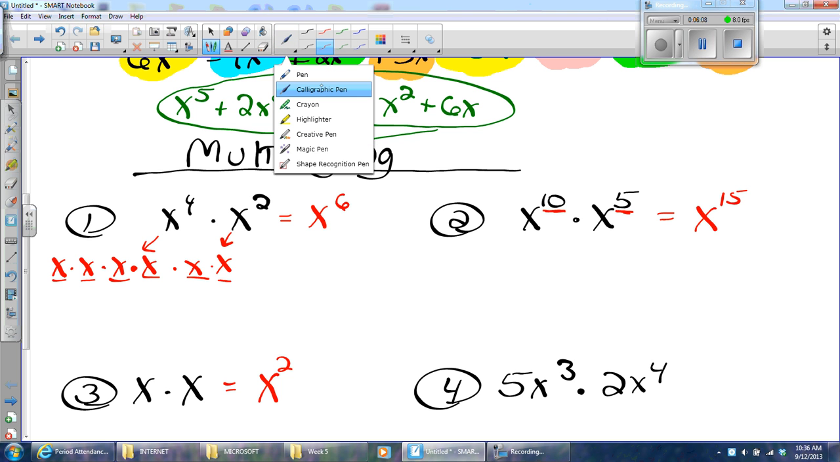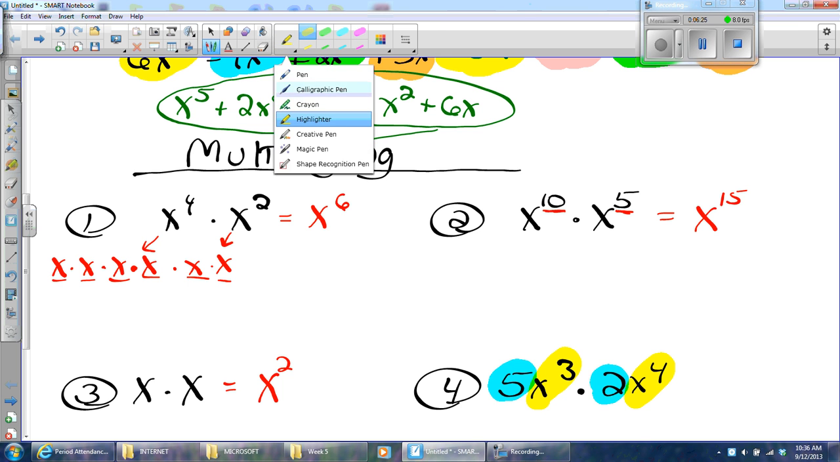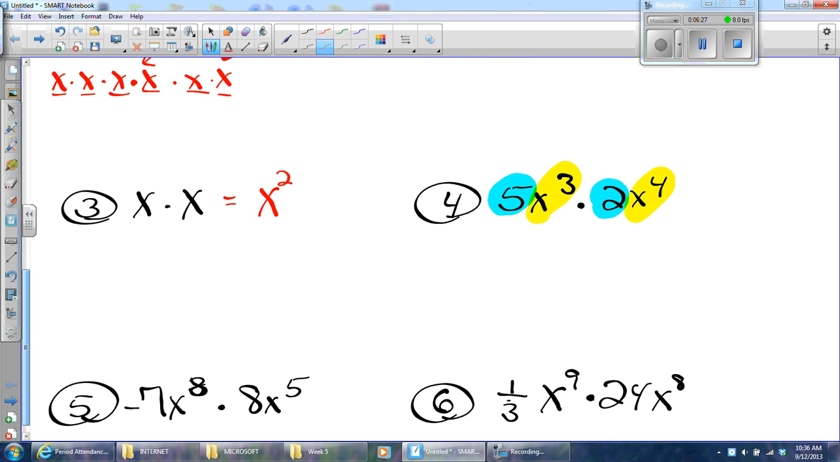Now, on number 4, I have a different situation, but not really. It's actually pretty simple. All you're going to do is take what you know how to do. You multiply the 5 times the 2, and that's easy enough. Then you multiply the x cubed times the x to the 4th. So 5 times 2 is 10. There's 3 x's here, 4 there. Altogether, there's 7. So it's 10x to the 7th power. And there you go.